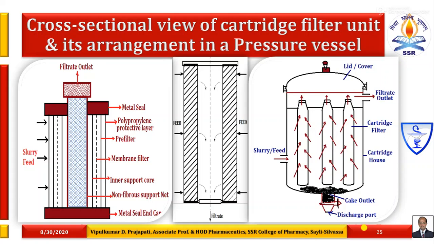The third image shows a number of cartridges. Three cartridges are fixed inside the pressure vessel or cartridge housing, and it indicates how the filtration takes place. The filtrate is collected from the filtrate outlet provision of the cartridge housing, and the cake is discharged at the end of the operation from the bottom using the discharge port.